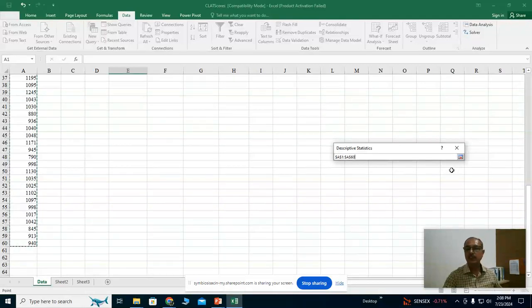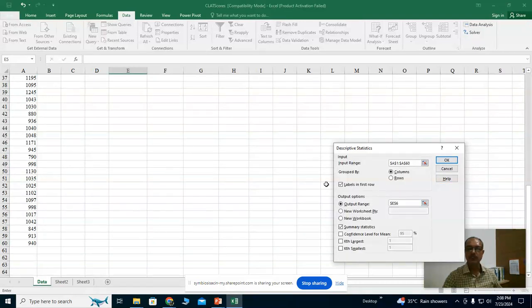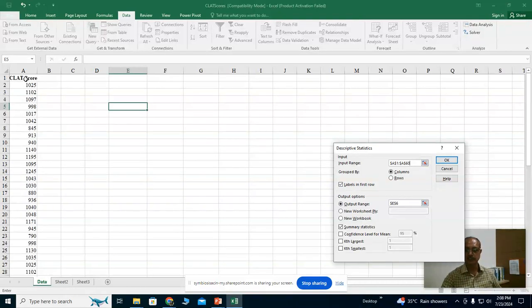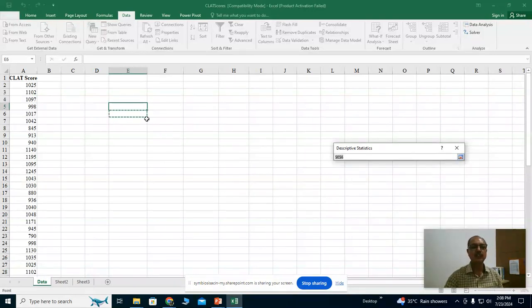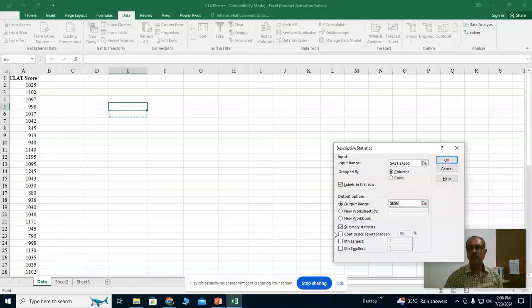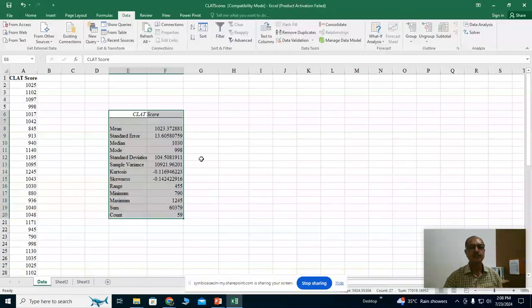So it is already selected. After that, just click it again. So this will be here. Group by columns, and if there are labels in the first row, just leave the label option checked here. It is, so that is why you need to select the labels in the first row. Output range you can select where you want, like here, if you want. Okay, and you need to select the summary statistics. Then click OK. So you can see the output has already come.